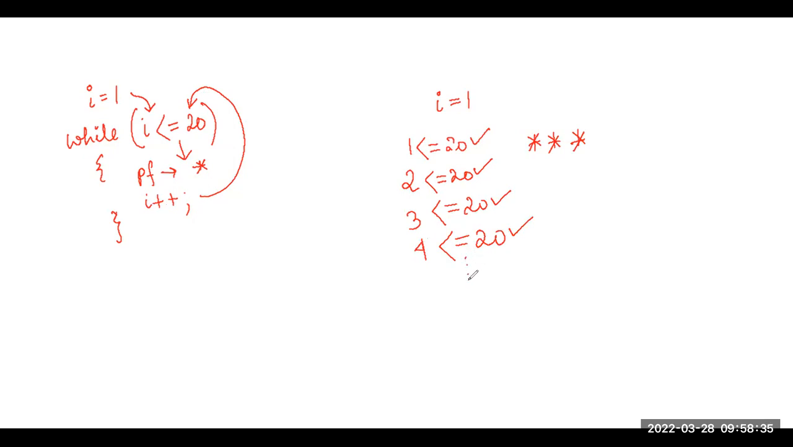So like this it will go on and on and on, till the value of I is no longer less than or equal to 20. In the meantime, for every while condition becoming true, it was printing one star. Once after printing the 20th star, your I will increment and become 21. Again it will go back. Is 21 less than or equal to 20? No. Once the condition is false, it won't enter anymore inside the while loop.